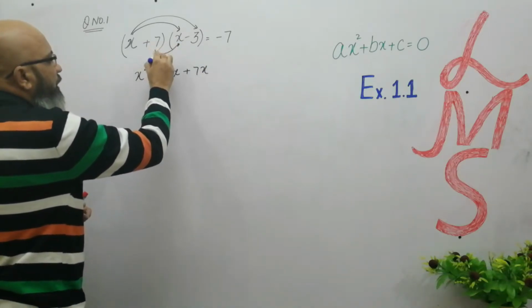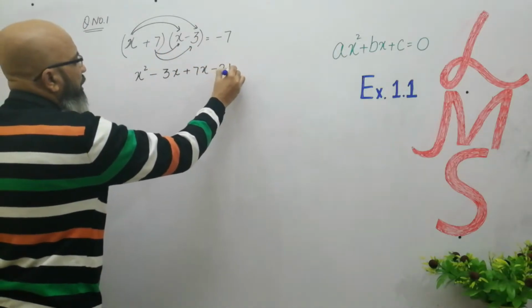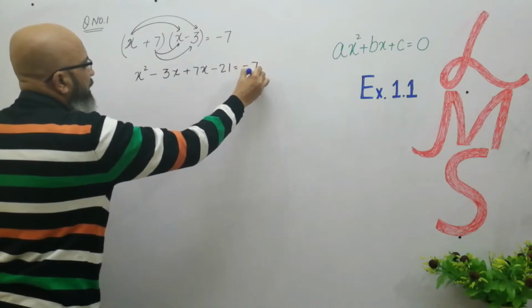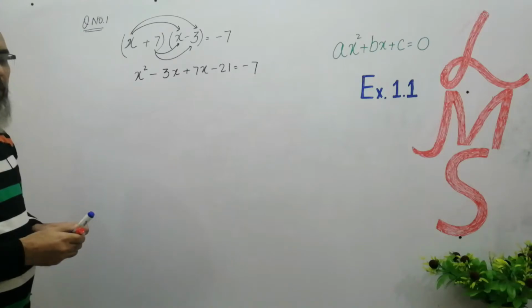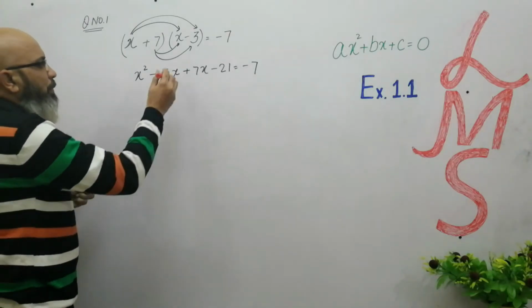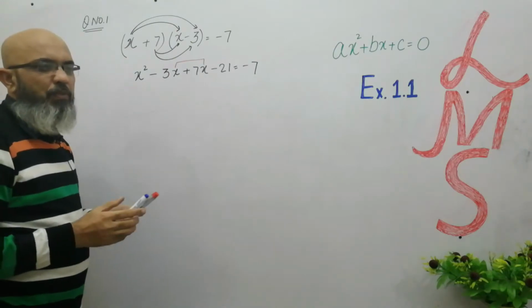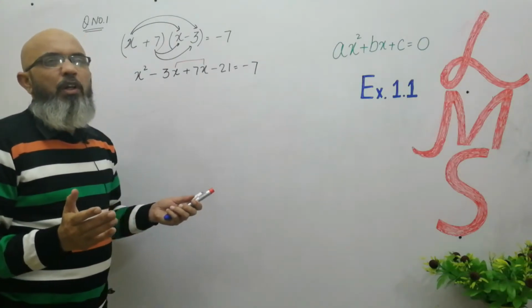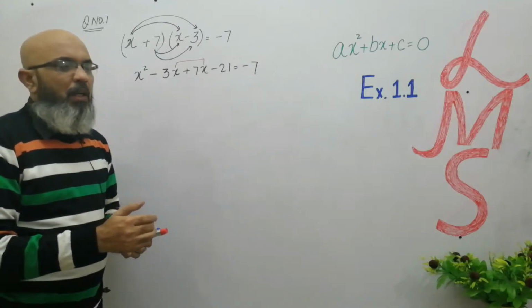7x. And now 7 with 3, 7 3s are 21, that is equal to minus 7. So now we can add or subtract if we have the like variables. So these two are the like variables. Like variables means if the variables are same, then we call it like terms. मतलब we can add or subtract the like terms.